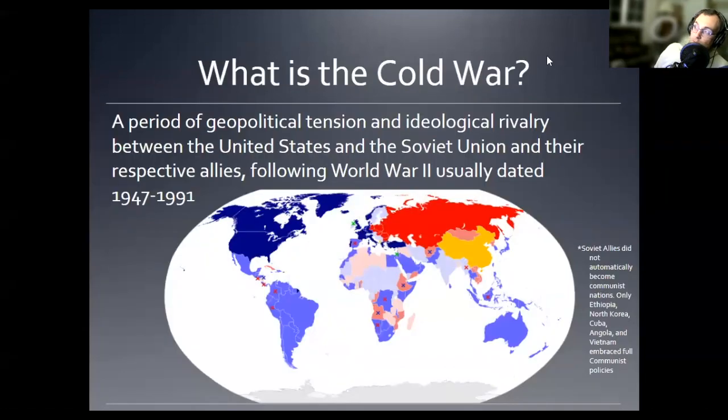All right, let's really quick talk about what the Cold War was. Now, the Cold War is called as such because it wasn't a shooting war. No, it wasn't cold. It's called cold because it wasn't hot. Hot war would be pew pew. Cold War is no pew pew.